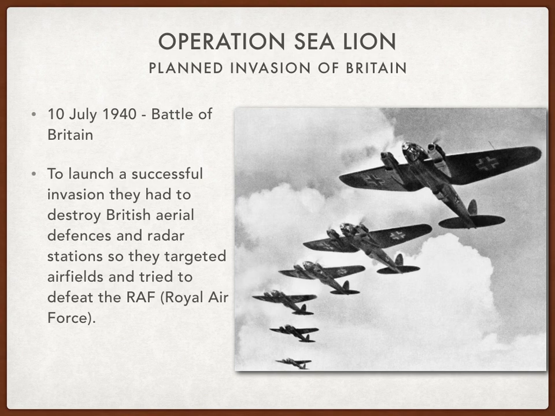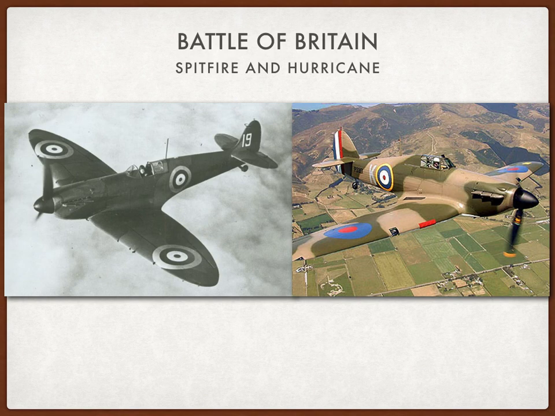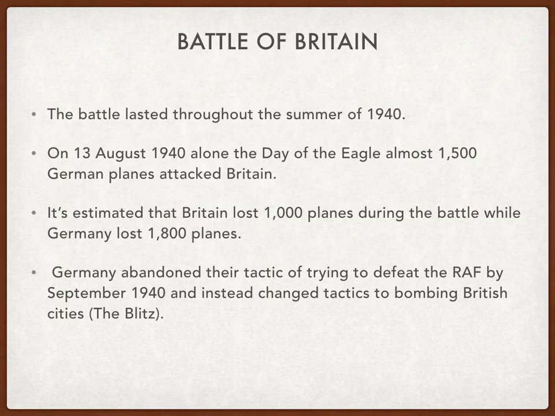So in the Battle of Britain, they targeted airfields and tried to defeat the RAF, or the Royal Air Force, which was the British Air Force. Germany attacked using its Messerschmitt planes. They also had planes called Stukas and Heinkels. However, Britain had developed two superior planes known as the Spitfires and Hurricanes, and the planes engaged in what are known as dogfights, aerial battles where the planes would be firing at each other. The battle lasted throughout the summer of 1940.